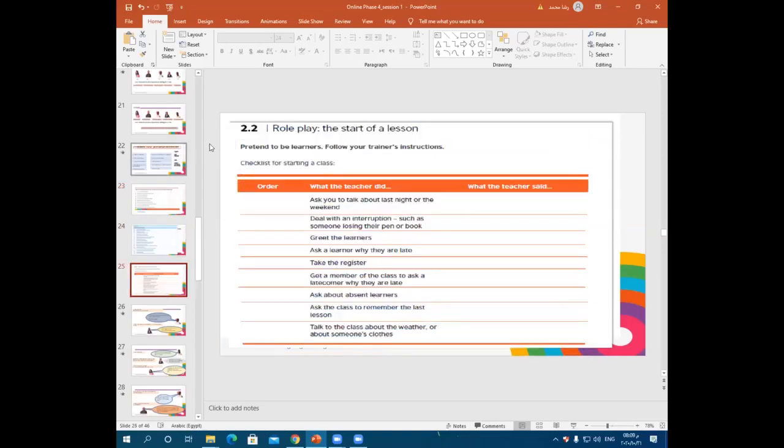It's role play, and that is the start of a lesson. When we start a lesson, pretend to be learners. You are learners now, okay? So follow your trainer's instructions. Here are a lot of instructions, okay? Like ask you to talk about last night or at the evening, deal with interruption, and so on, okay? So try to read them. I'll give you 1 minute to read them silently.